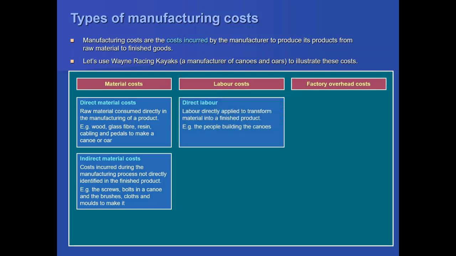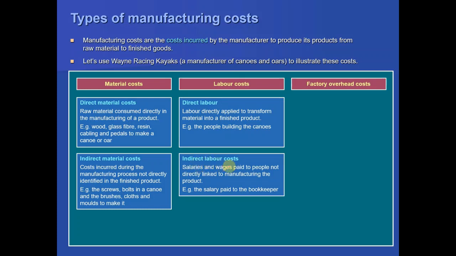Then we have our labor costs. We have the direct labor costs, labor which is directly applied to transform material into a finished product. For example, the people building the canoes. And then we have the indirect labor costs. That is the salaries and wages paid to the people not directly linked to manufacturing the product. For example, the salary paid to the bookkeeper.